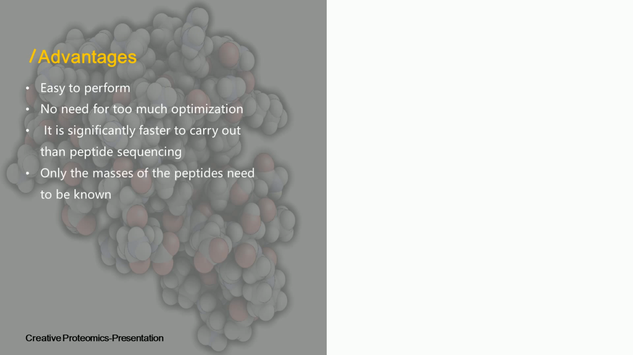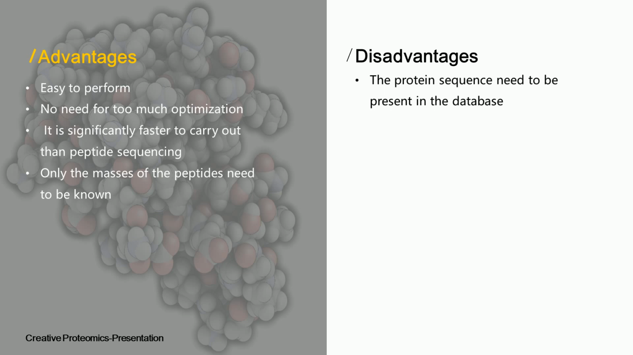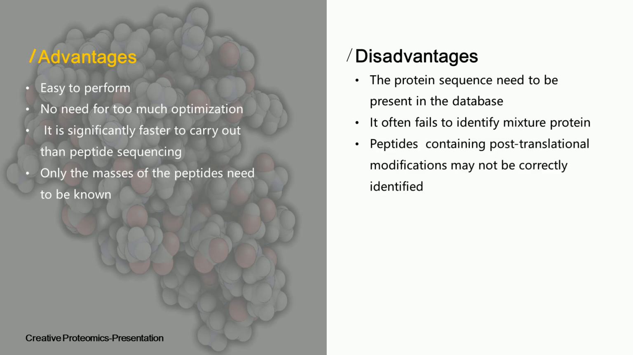Although peptide mass fingerprinting does have some advantages, it has some disadvantages. The protein sequences of interest are needed to be present in the database. Peptide mass fingerprinting fails to identify the mixture protein, which can complicate the analysis and compromise the results. In addition, peptides containing post-translational modifications may not be correctly identified.